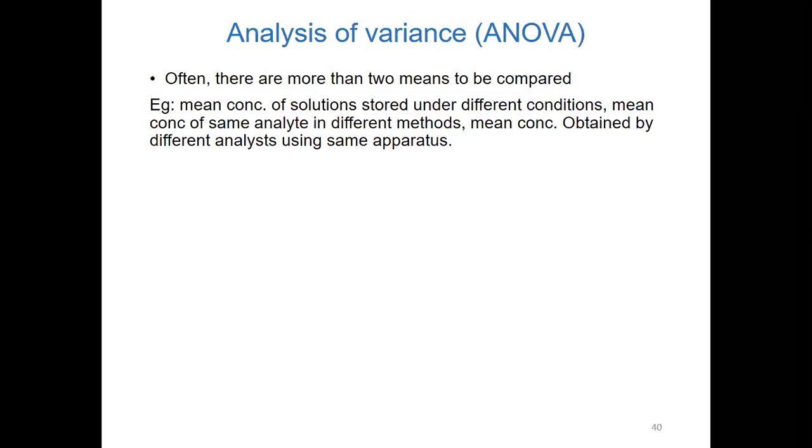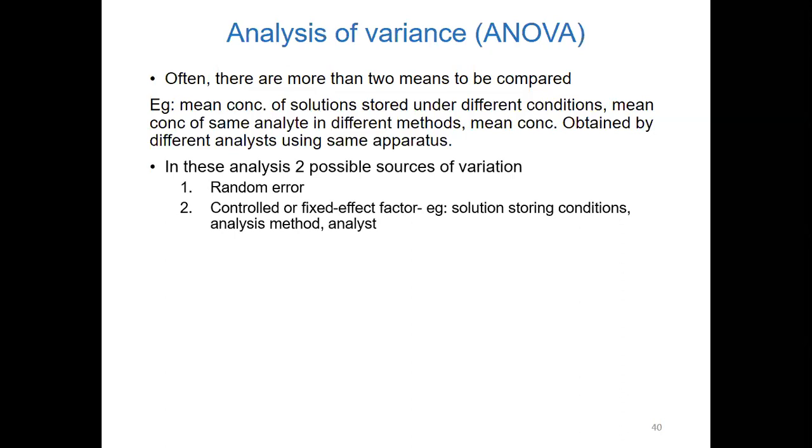Another example is the mean concentration of the same analyte by different methods. Suppose we are analyzing the same analyte but using different methods. We have 5 different methods, so we have 5 different mean values. We have to compare these mean values, whether all are the same or whether there is a difference, right? Those are some examples where we have to compare more than two means. Actually, in real analytical experiments, you have to compare more than two means in most cases.